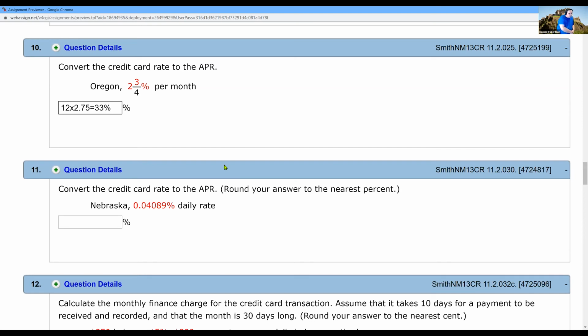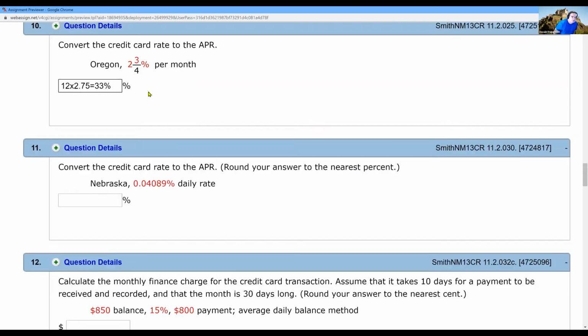I'd get shot of that credit card as soon as you could. Pay the damn thing off, get a different one. Because at 33%, that's rough, isn't it? That's a lot of money. A high interest rate. Well, let's look at the next one.